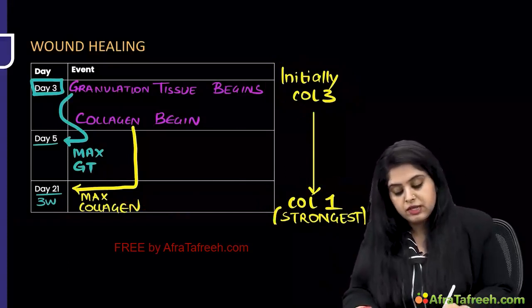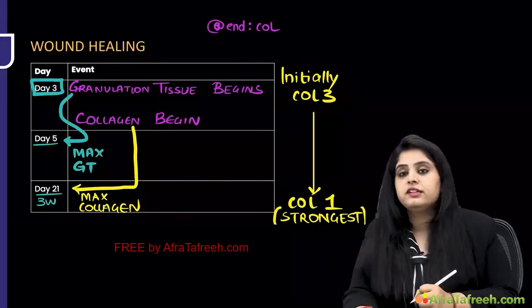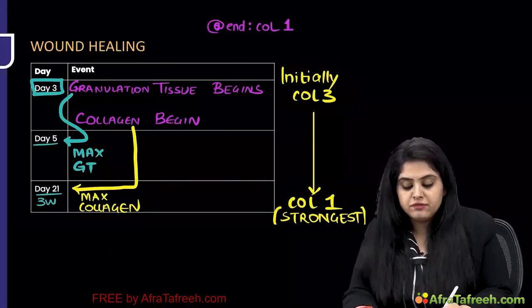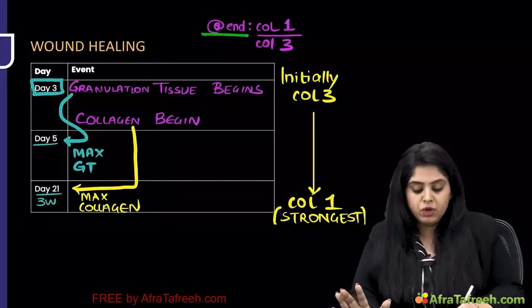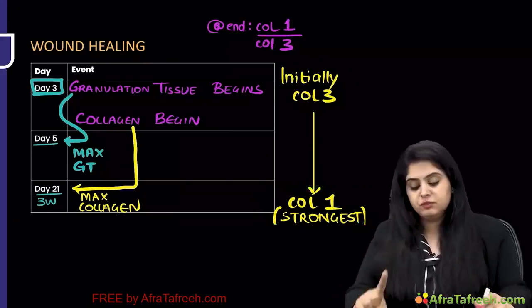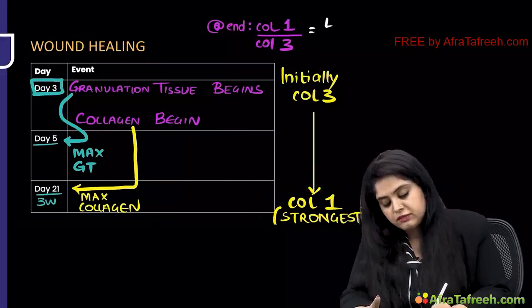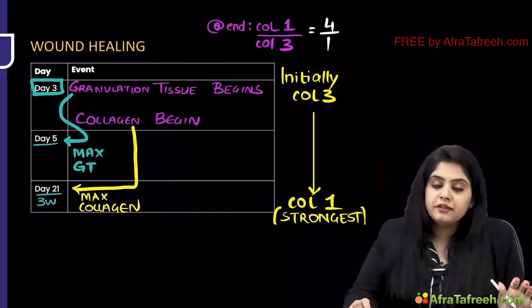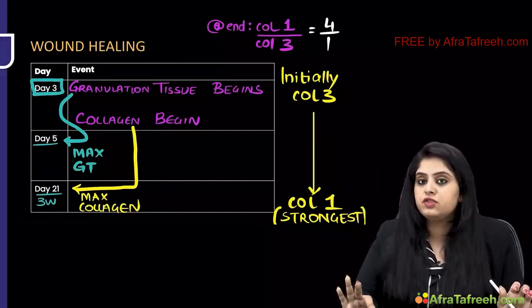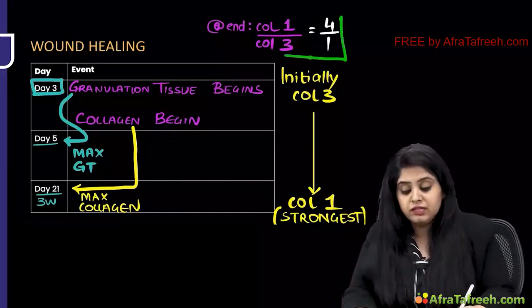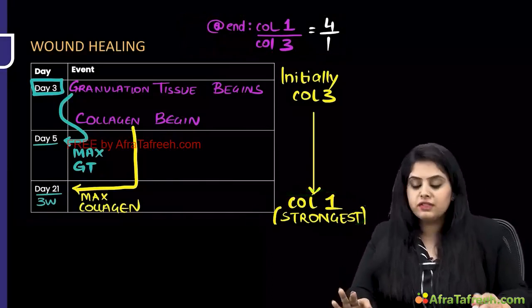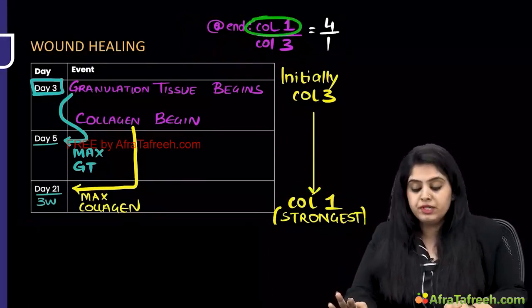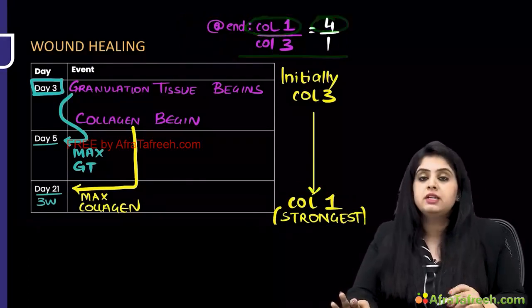There was a question that came 2 years ago: at the end of this entire process, what is the ratio of collagen 1 divided by collagen 3? So look, normal at the end, the first one is the predominant one. Remember, it's 4:1, directly reference the Bailey and Love surgery textbook. So just in case you see any discrepancy, you know what to quote. In the end, collagen 1, the strongest one, is the most predominant. The ratio becomes 4:1 overall.